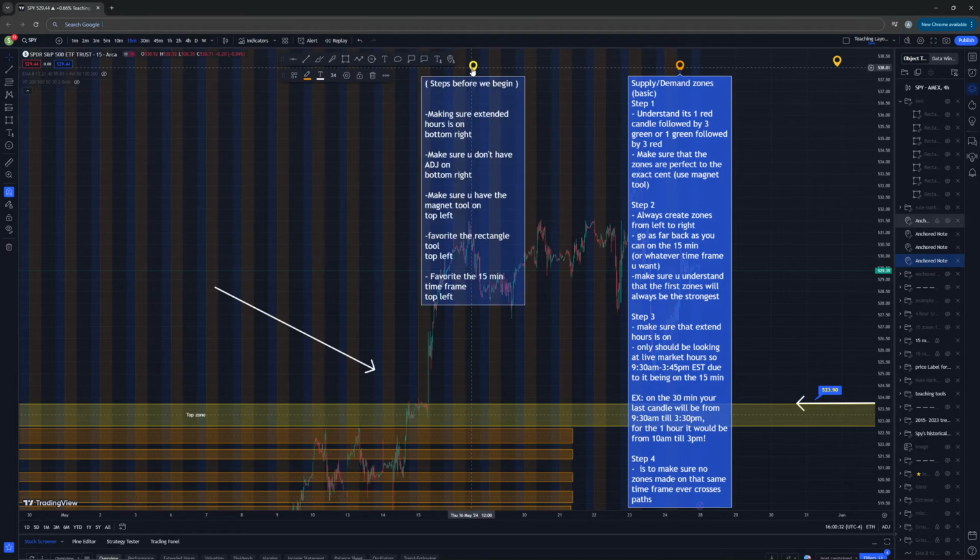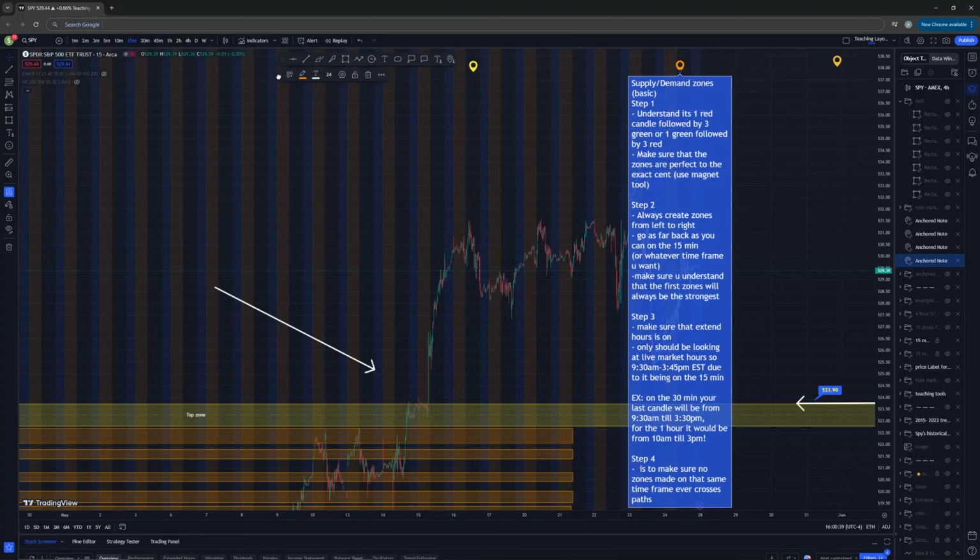So the first thing you would want to do is, in my opinion, do it on TradingView, because it's one of the best apps. The way you can organize it on the side right here and have it all in a group, turn it on and off from different time frames. It's pretty nice. So once you've created a TradingView account and you've signed in, first thing I want you to do is go to the bottom right here and make sure that you have extended hours on.